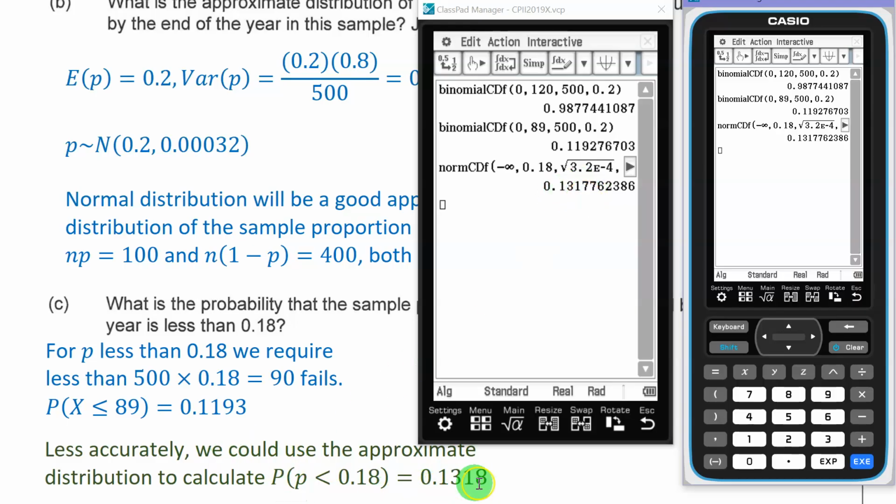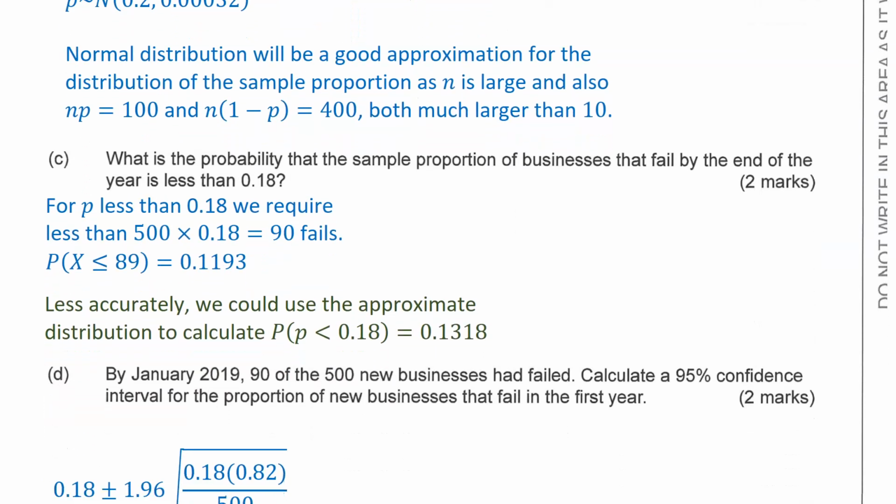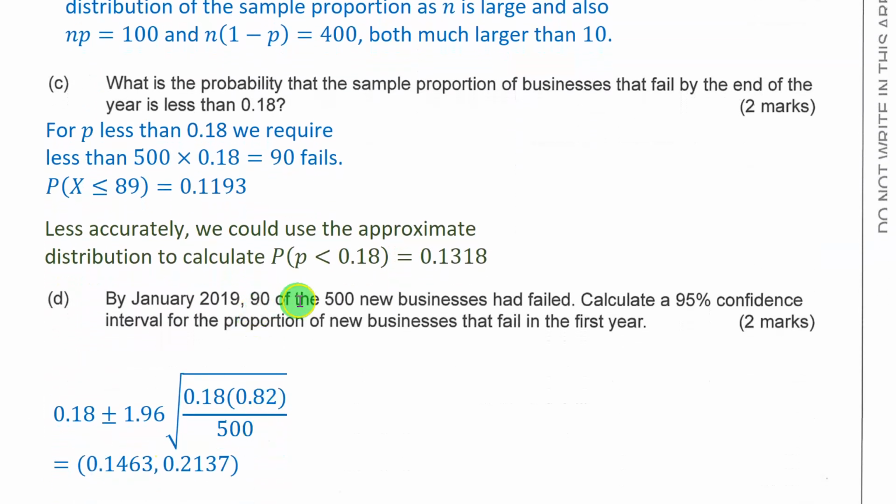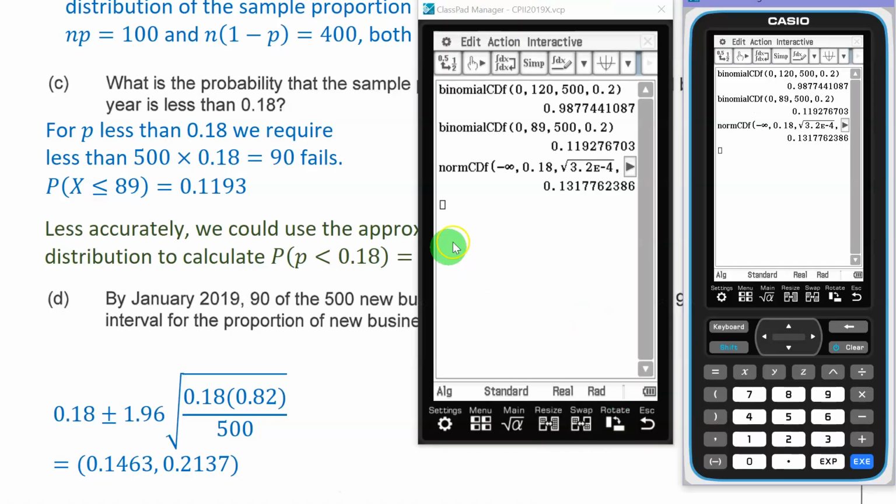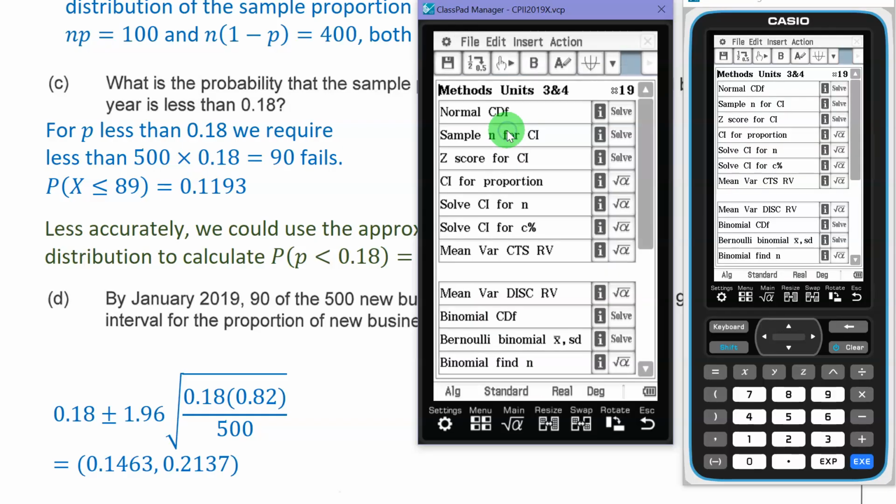So 2 ways of getting it. This is the accurate answer, but I'm pretty sure the markers will accept either if you've explained your methodology. Then for the next part, D, by January, 90 of 500 new businesses had failed, and we want a 95% confidence interval. So it's 2 marks. There's a couple of ways of doing it. I tend to always jump into my e-Activity to do these just because it's so much quicker. So I'm into my e-Activity, confidence interval for a proportion.